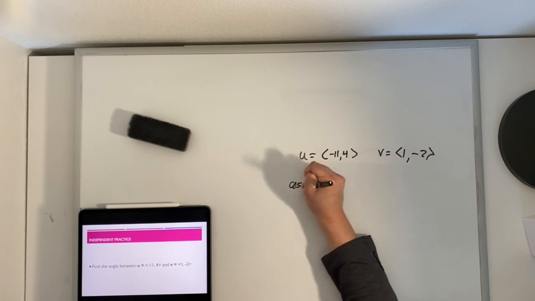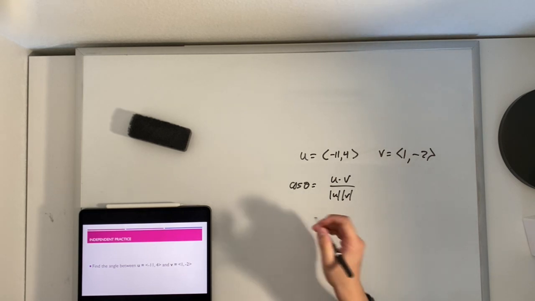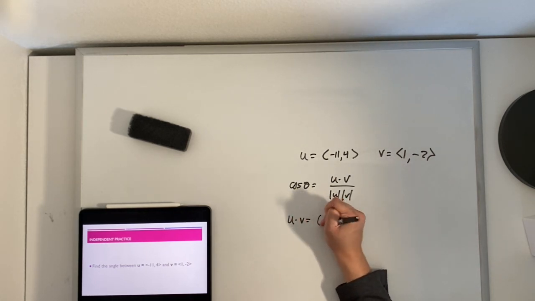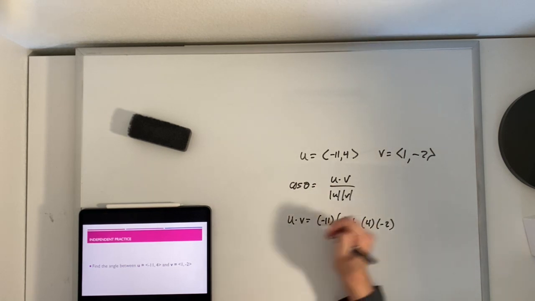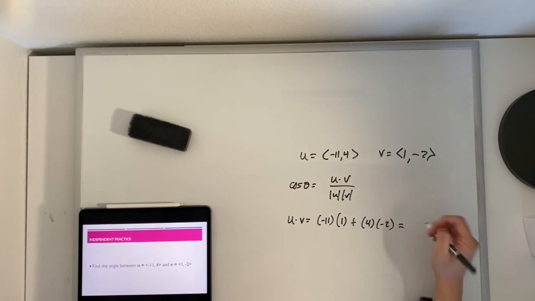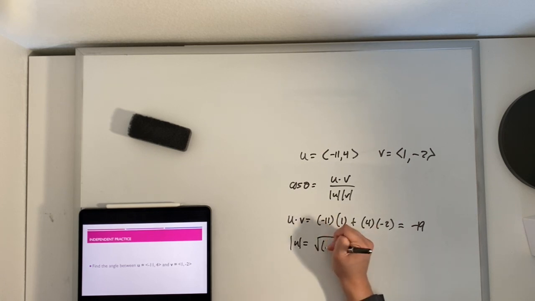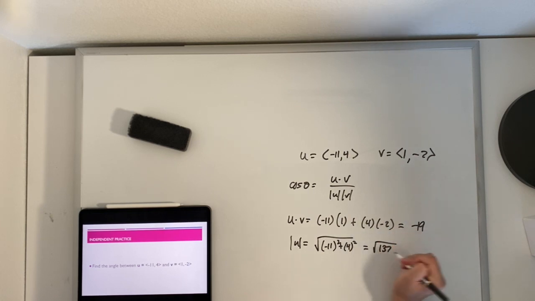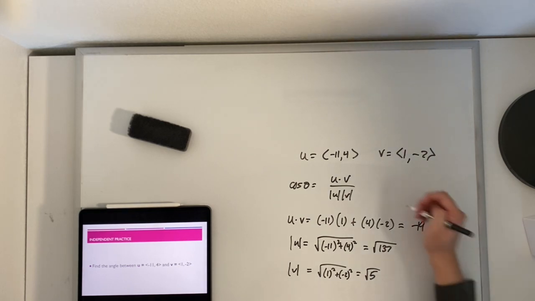All right, so cosine of the angle between them is u dot v over magnitude of u times the magnitude of v. So we find the dot product first. Negative 11 minus 8 is negative 19. A little more unpleasant than we're used to. That's okay. The square root of 137. And the square root of 5. So we plug all of this into our formula.